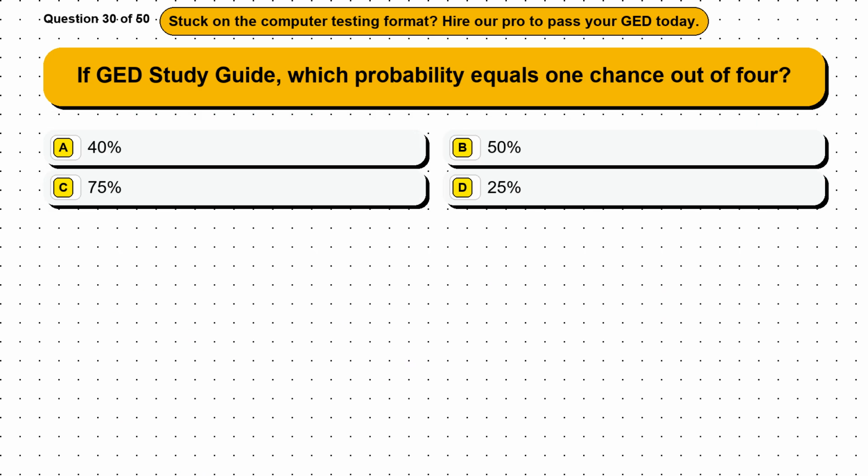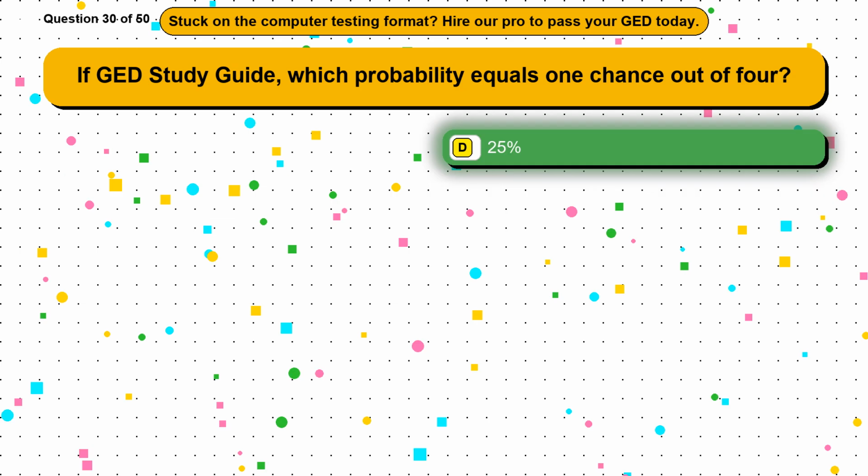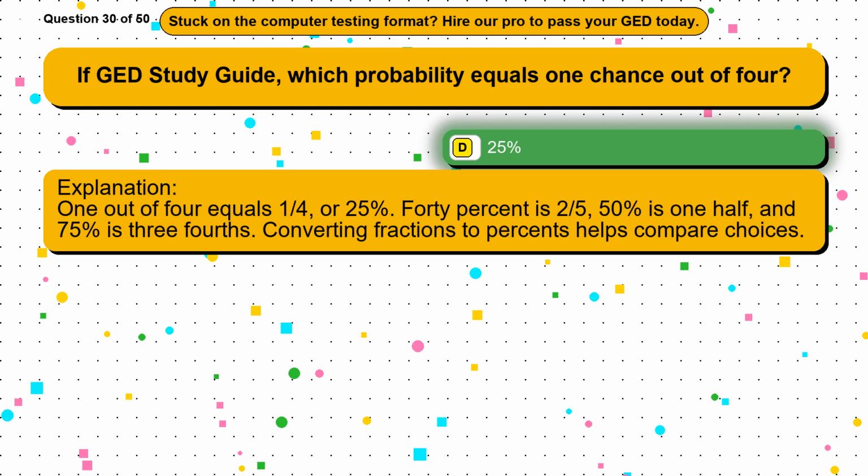Question 30. If GED Study Guide, which probability equals 1 chance out of 4? Option A, 40%. Option B, 50%. Option C, 75%. Option D, 25%. The correct answer is option D, 25%. 1 out of 4 equals 1/4, or 25%. 40% is 2/5, 50% is 1/2, and 75% is 3/4. Converting fractions to percents helps compare choices.